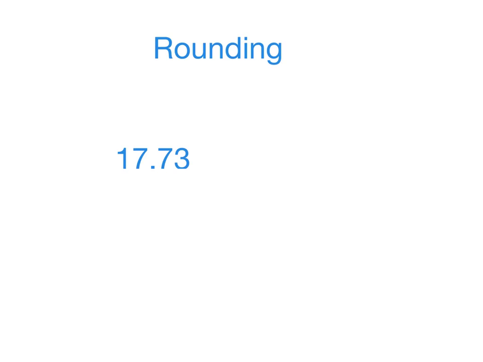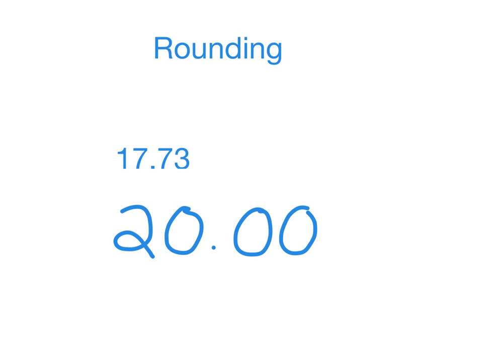That's a 1. We look next to it. Is that number 5 or greater? Yes, it is. So the number that is in the place value goes up 1. Everything after is a 0. Again, putting 2 zeros after the decimal point just because that's how we write money.